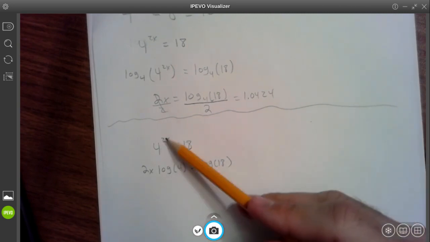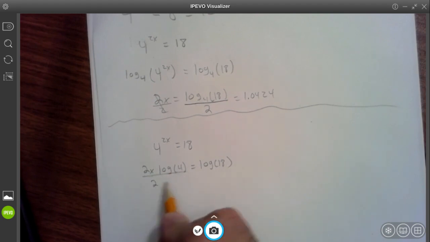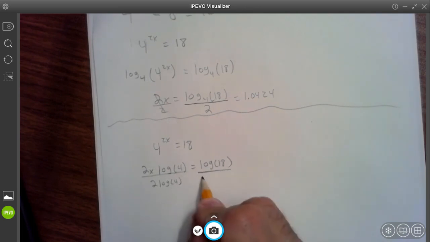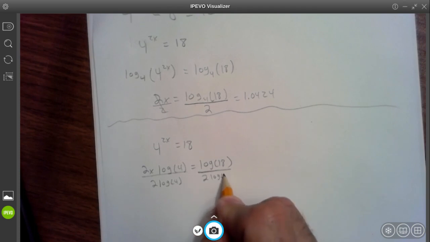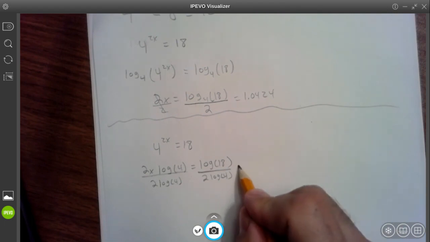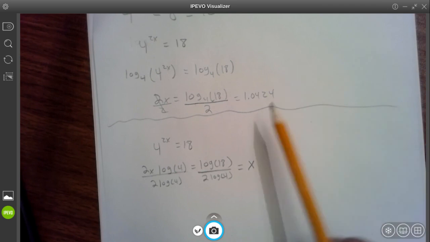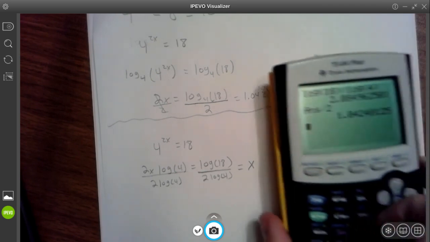Whenever you take the log, you get to bring this exponent down. Now to solve for x, we need to cancel out the 2 and the log 4. Since they're both connected by multiplication, I'm just going to divide by 2 log 4. There we go. So whatever this comes out to, this is equal to our x. And it should come out to be the same thing, right?